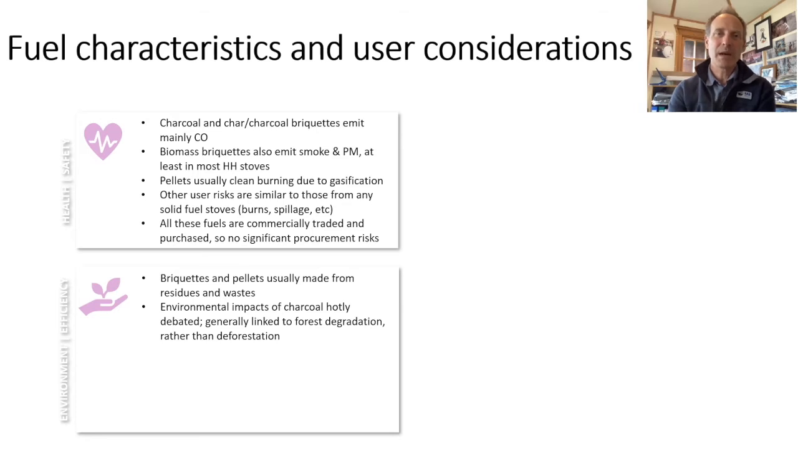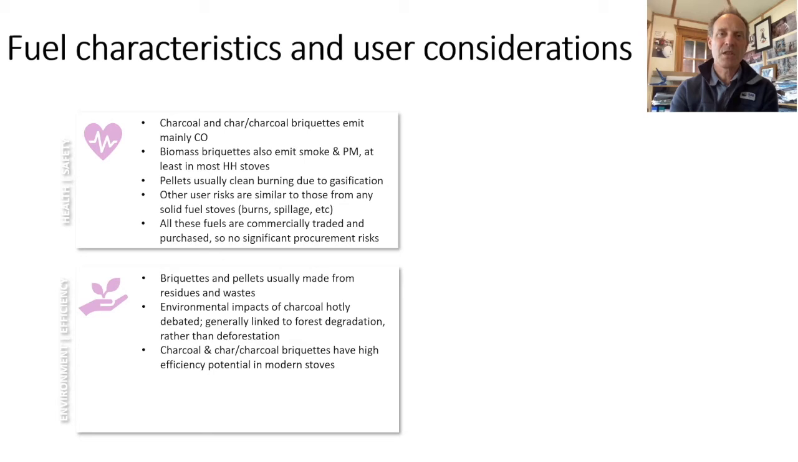The environmental impacts of charcoal are more debatable. Some say they're strongly associated with deforestation. I would tend to say they're more likely to be associated with a process of forest degradation, and that deforestation, which is a permanent change in land cover, would be more likely to be linked to expansion of agriculture, livestock or urban areas. So charcoal production might be part of a process that eventually ends up in deforestation, but is more likely to be about degradation.